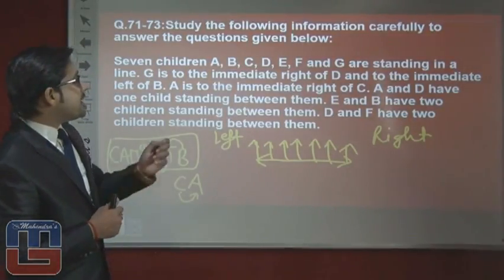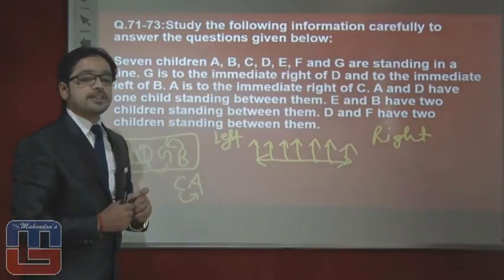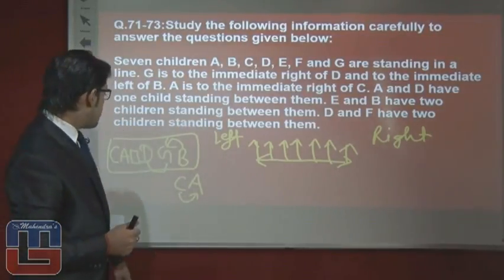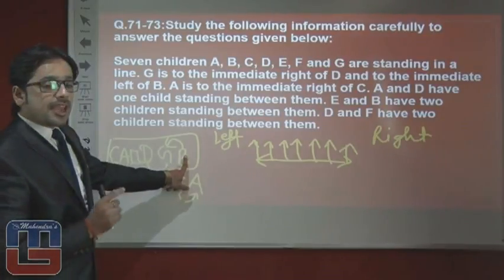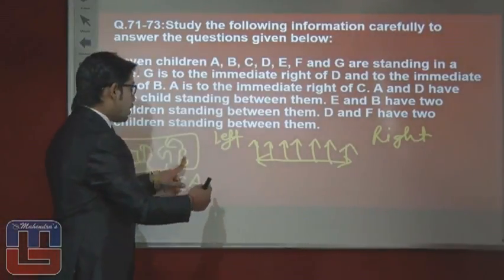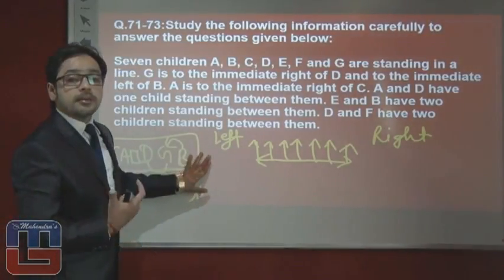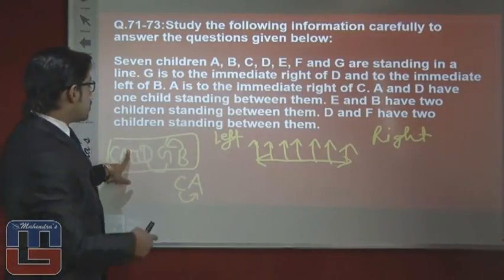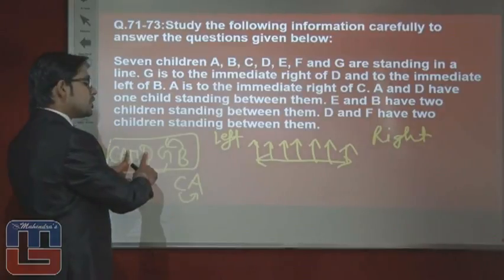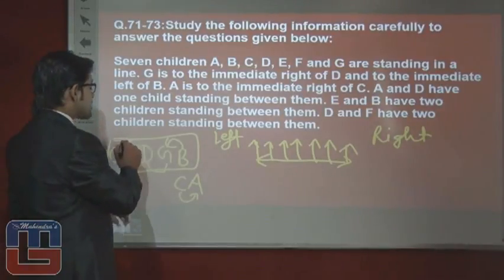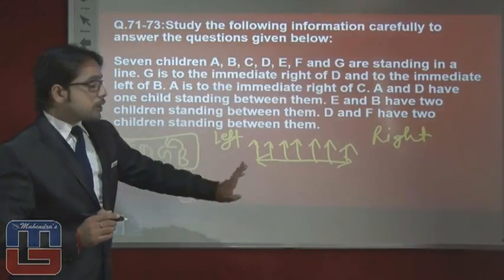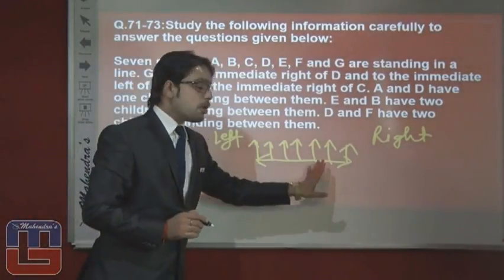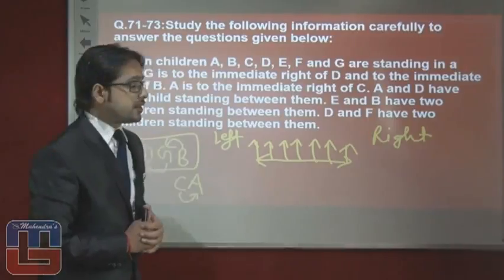Next statement is saying E and B have two children standing between them. We have already found B. We cannot go through the right side because the strength of the children will be more. So we have to go towards the left side of B. So B, two children, then E. Still we cannot correlate the question because we don't know whether first to 6 or second to 7th we have to write.